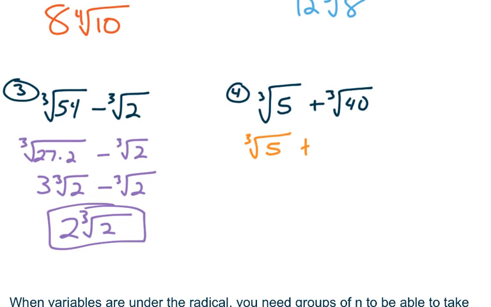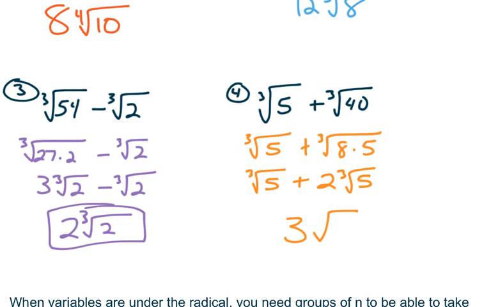40 is divisible by one of the perfect cubes. The perfect cube that it's divisible by is 8, so we'll make this 8 times 5, and that's convenient because we're going to end up having 5 underneath the cube root. The cube root of 8 is 2, and I do not know the cube root of 5, so that stays the cube root of 5. And once again, 1 cube root of 5 plus 2 cube roots of 5 leaves me with 3 cube roots of 5, and this is your answer for number 4.